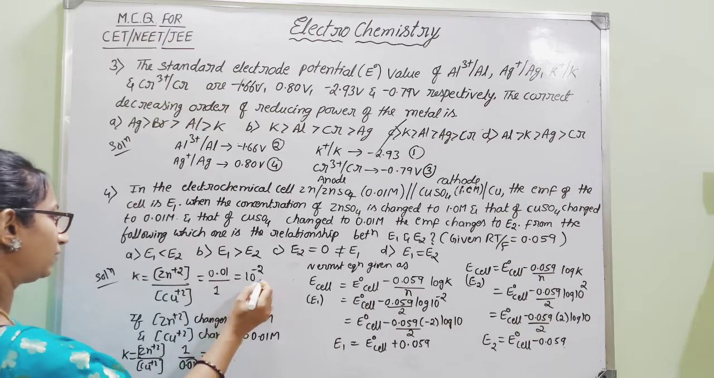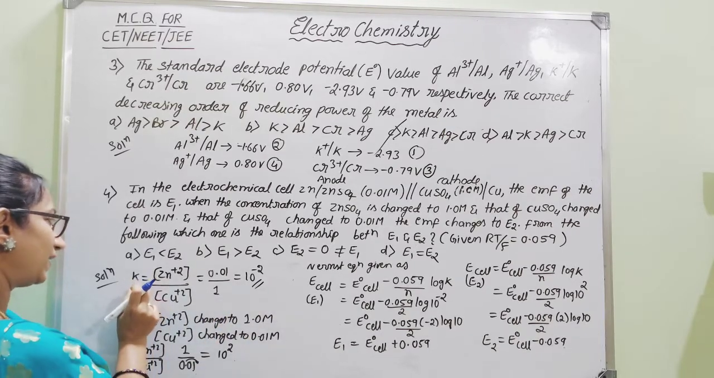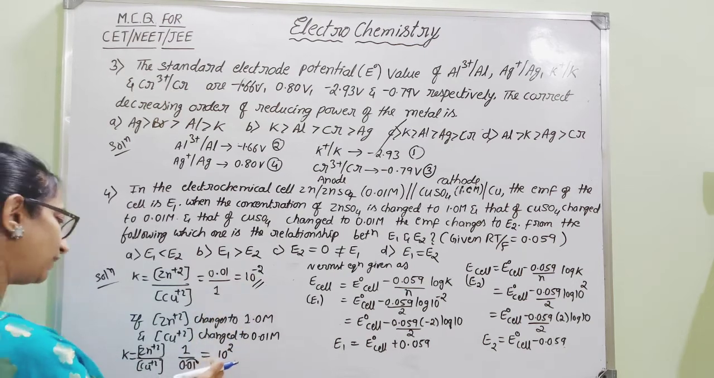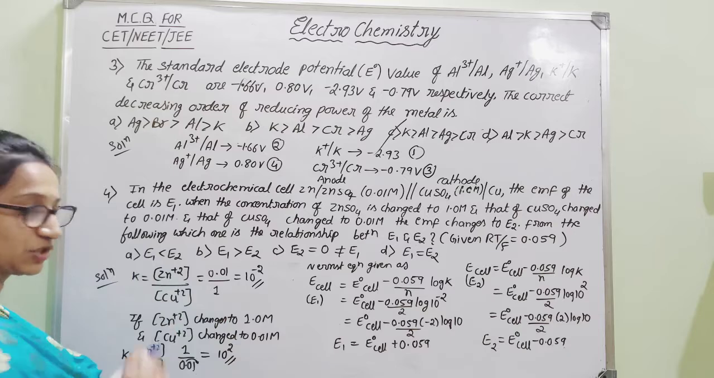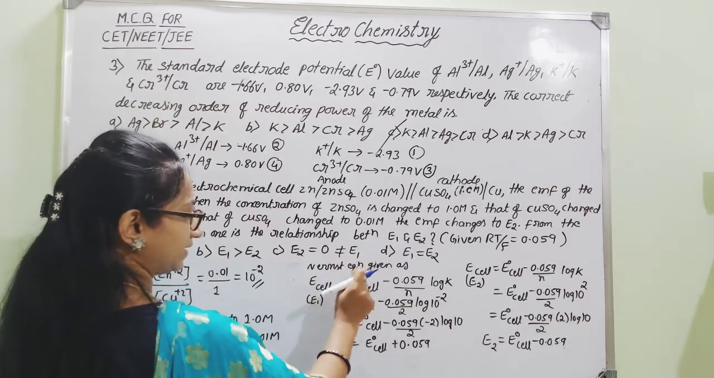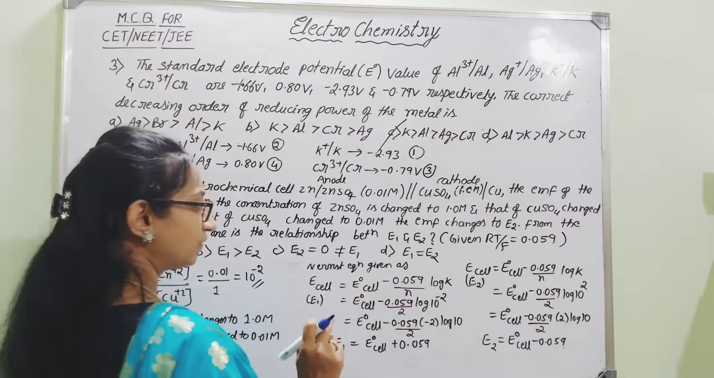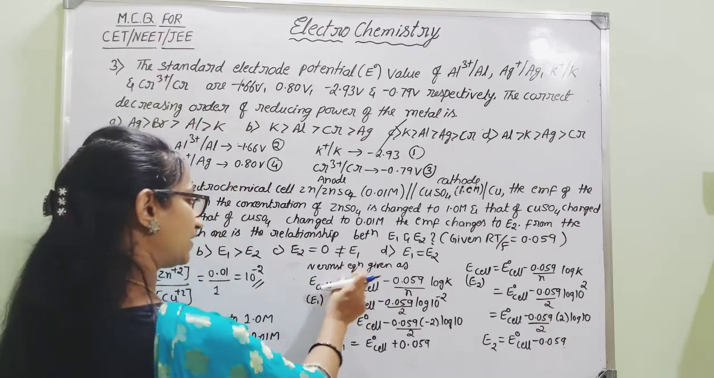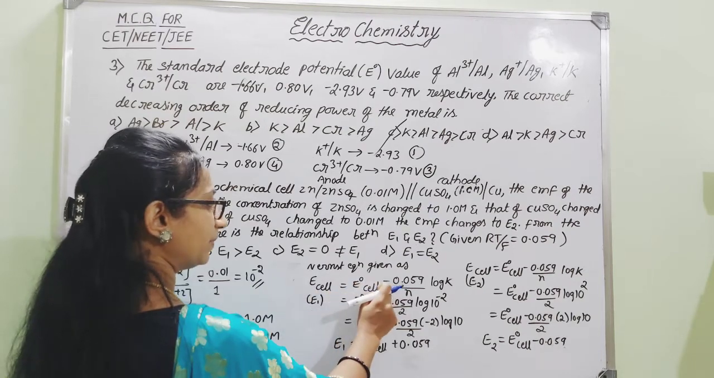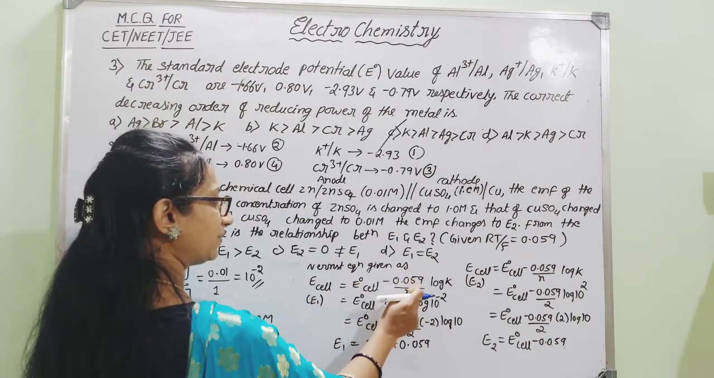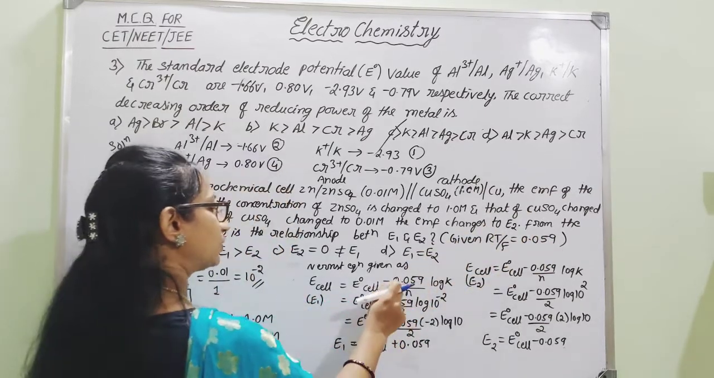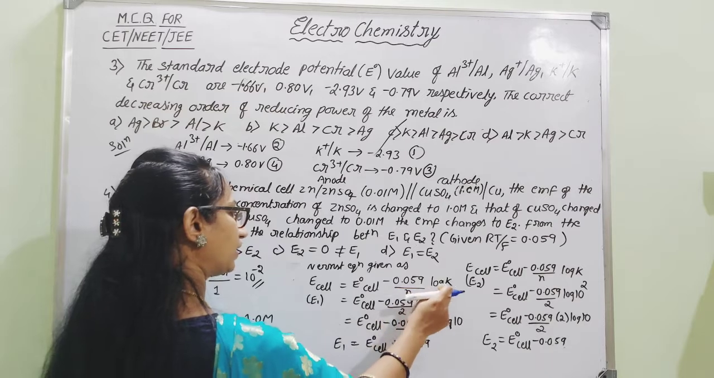So what did we get here? The equilibrium constant K value for the first case is 10 power minus 2. The equilibrium constant K value for the second case we have got is 10 power plus 2. Then you have to know the Nernst equation. To find the EMF of the cell we have to use the Nernst equation, given as E cell is equal to E naught cell minus 0.059 by n log K. They have given the hint that RT by F is 0.059.